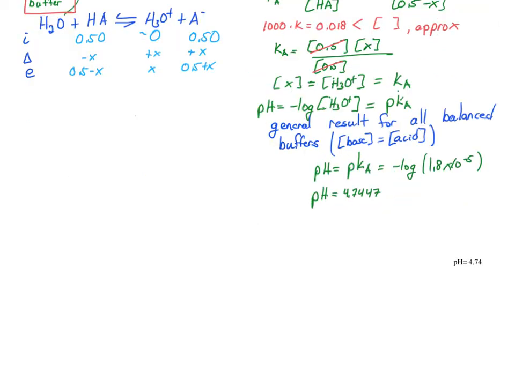So we input our value of Ka, and we use 2 sig figs in our final answer. So there's 2 digits after the decimal point. So our pH is going to be 4.74.